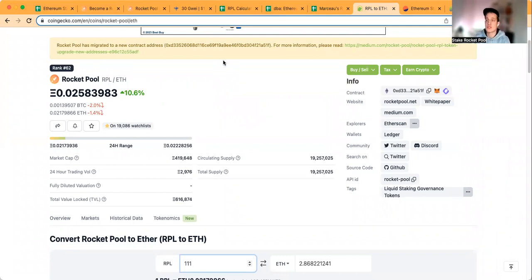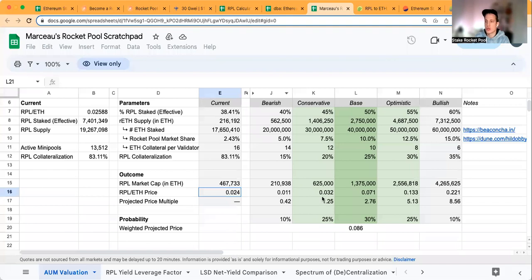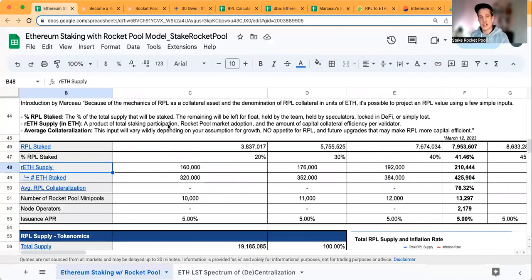That there's still a long ways of upside to go for the RPL token if we're going to get to the base case in Marceau's view of where Ethereum staking could go with Rocket Pool, and this would be 186% growth from where we are today. So that leaves a lot of upside for Rocket Pool potential. And as you go through how that actually would work, know that this isn't just smoke and mirrors, you would dive further into the model that we have here.